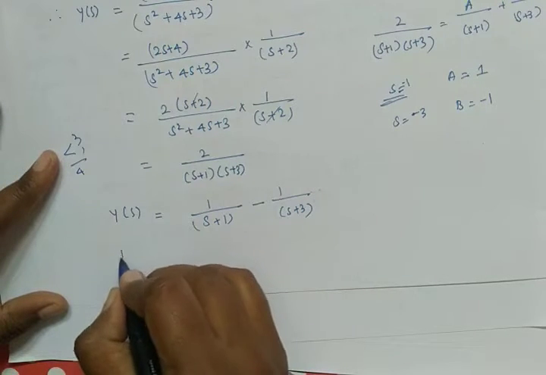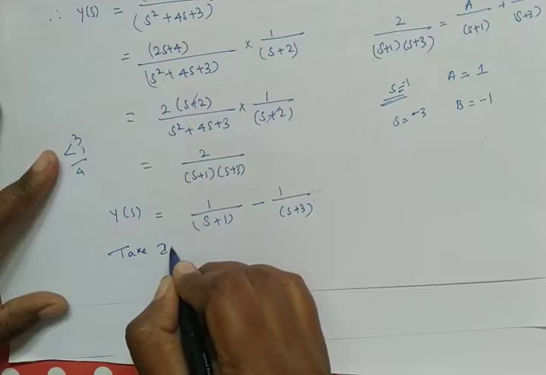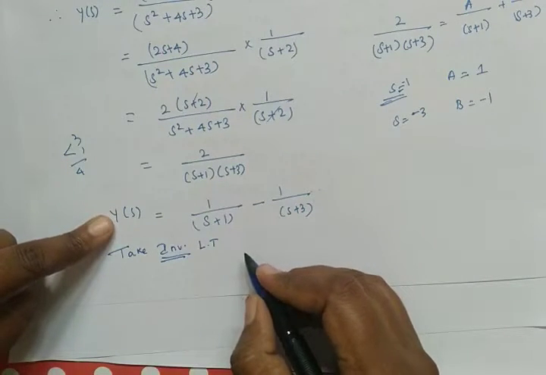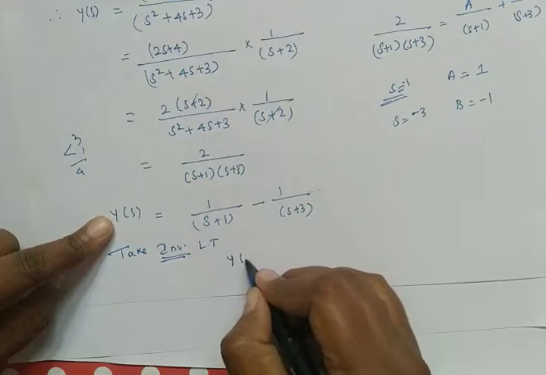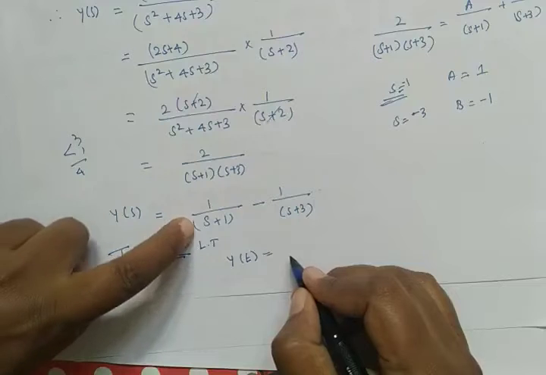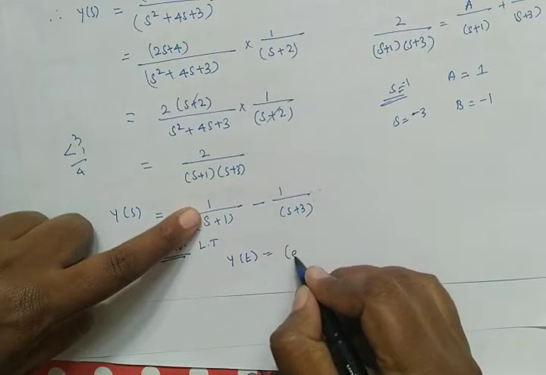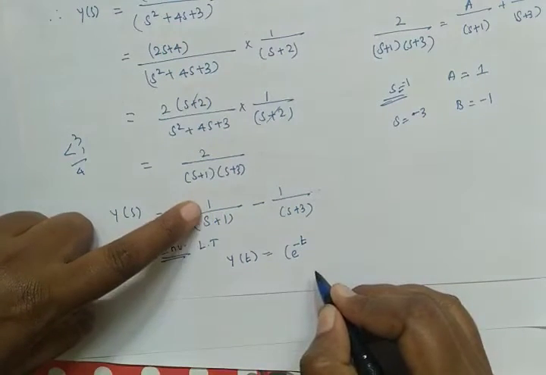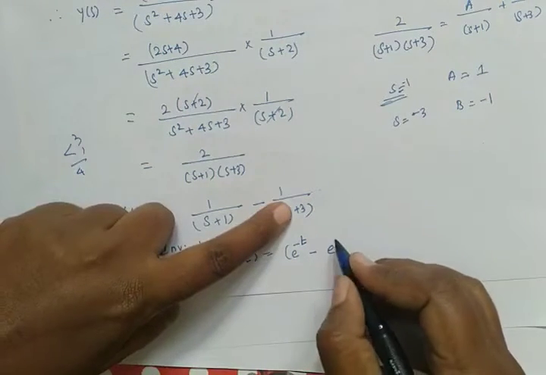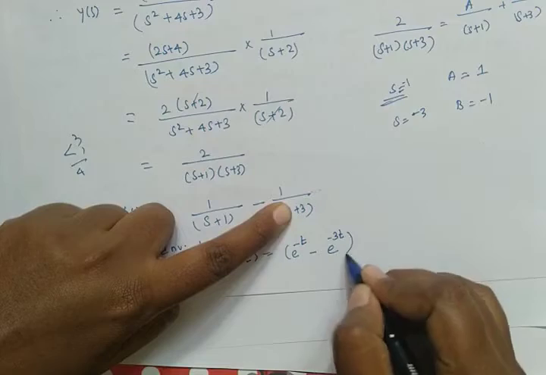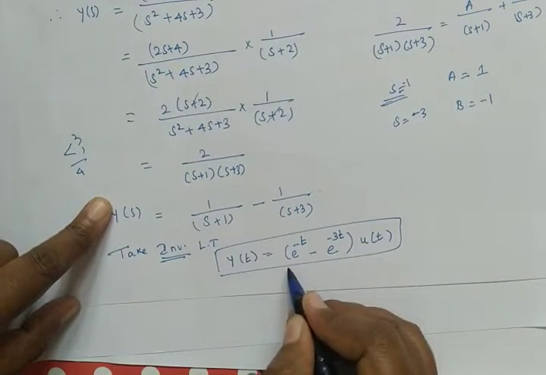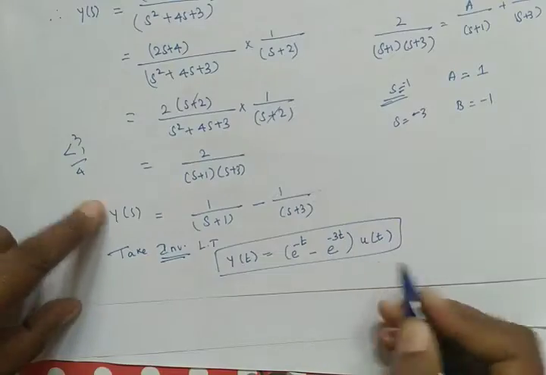Now what we have to do is take inverse Laplace transform for this. If you take inverse Laplace transform for this, what we will get? That is y of t. This s will become t, which is equal to, and here we have s plus 1, so we can write this as e power minus t, because here we don't have any number, minus e power, here we have 3, so minus 3t into u of t. So this is the final answer, that is y of t is equal to e power minus t minus e power minus 3t into u of t.